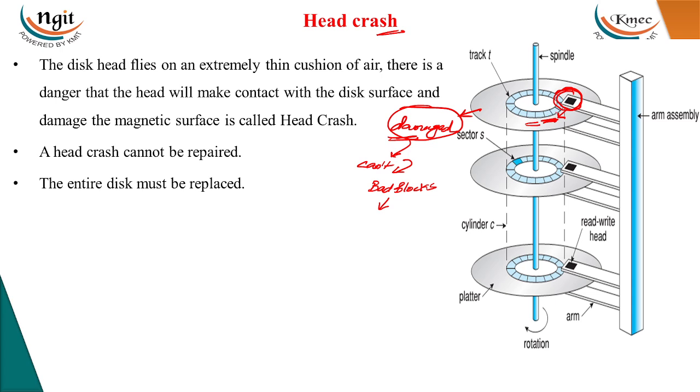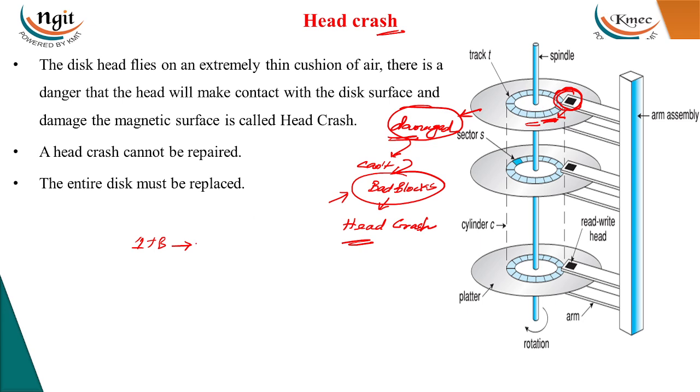So if the head touches the disk, the disk will be damaged, and we call that damage a head crash, because the head damages some portion of the disk. We cannot repair those blocks, so they will not be used further. And one more thing: a head crash may completely damage the disk. Suppose there is 1 TB; the head may touch for some millisecond or 1 second and then come out.